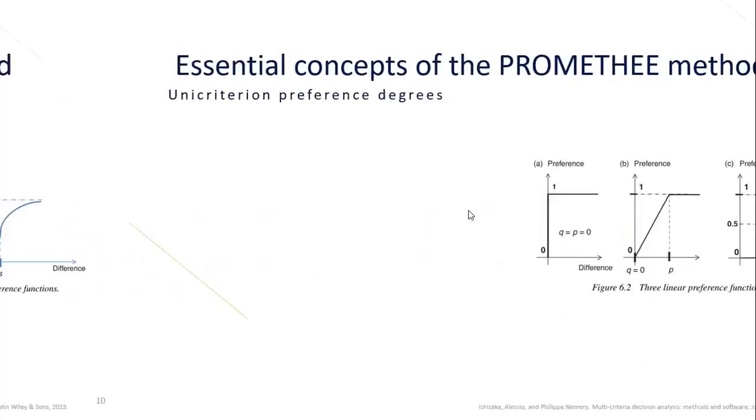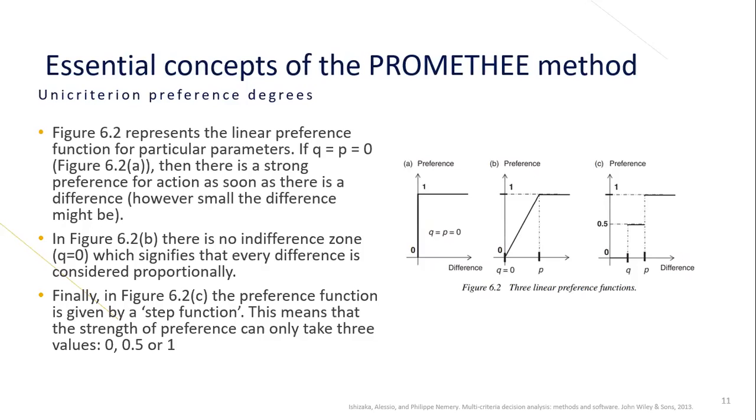So the next step will be, this is one example, another example, where several linear functions can be used. For example, the first one here, you have Q and P equal to 0, which means that whenever you have a slight difference, you will prefer that particular new option.